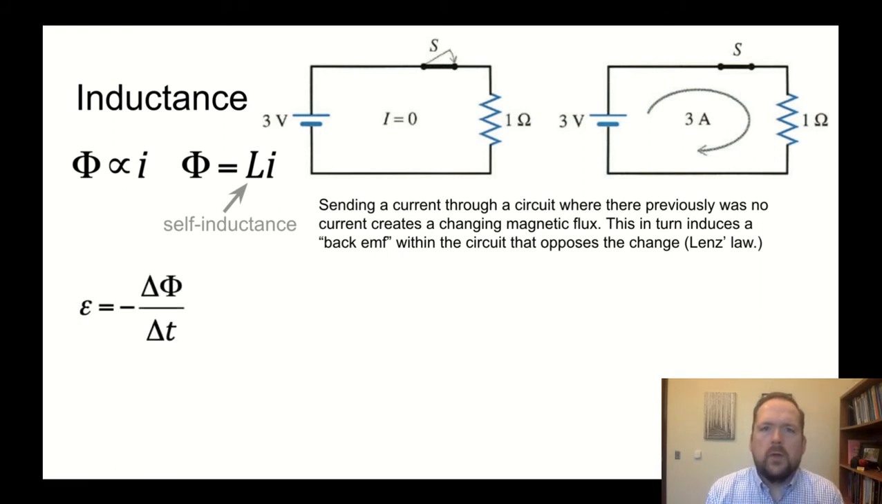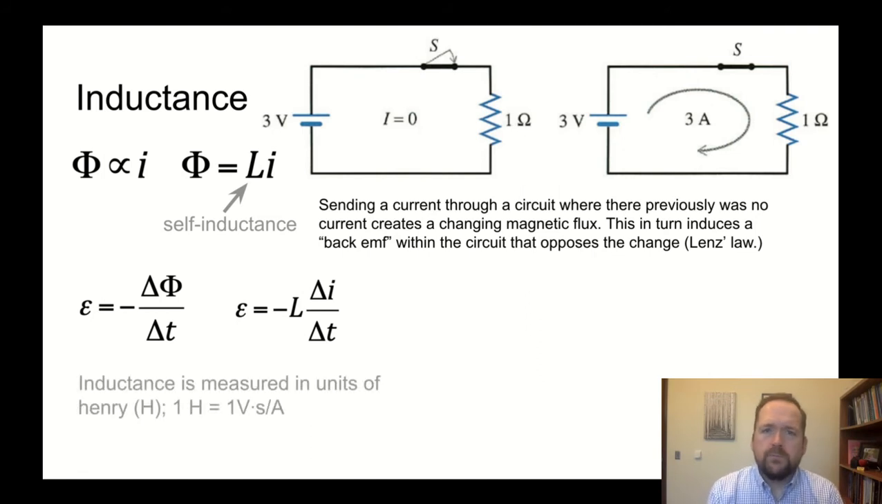So if we think about this circuit from the framework of Faraday's law, the induced EMF is equal to the negative of the change in flux with respect to time. I've taken N out because there's just one loop around here. And so if the flux is this self-inductance times the current, we could exchange the flux for L times I. And because L, the self-inductance, doesn't change, that can be factored out. So we could rewrite Faraday's law as saying the induced EMF is equal to the negative of the inductance times the change in current over time.